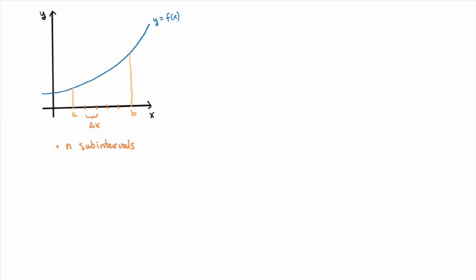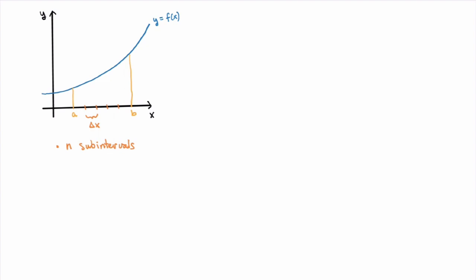Now, if I take n equals 1, that would be a very crude approximation. If I take n equals 1,000, that would be very good. And in the end, what I want to do is let n go to infinity to get an exact calculation of the area. But for now, let's just stick with an arbitrary number of rectangles called n.